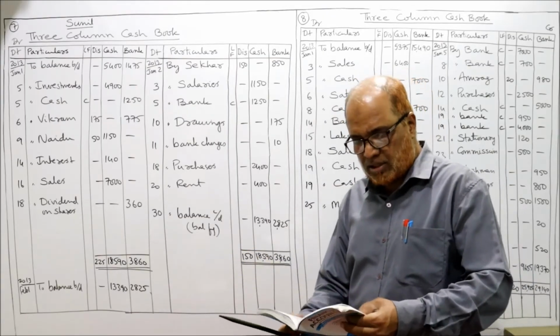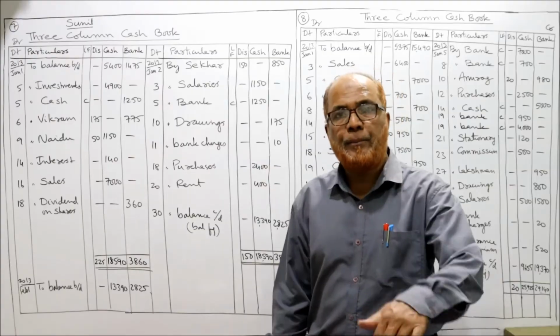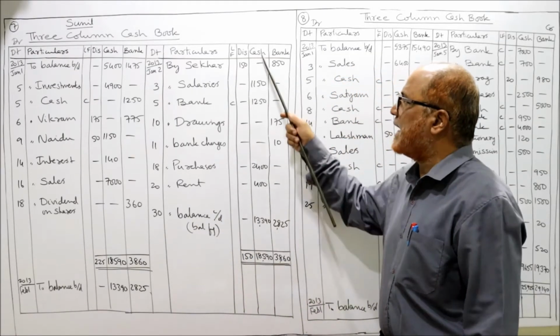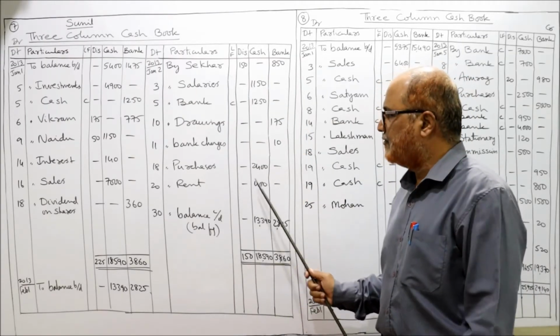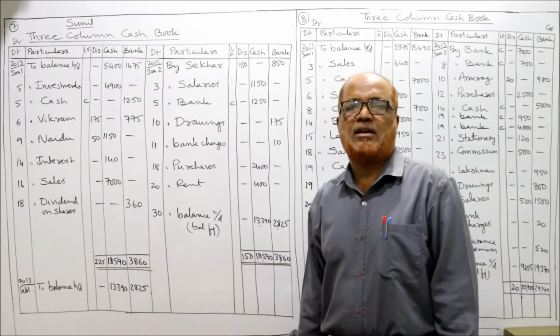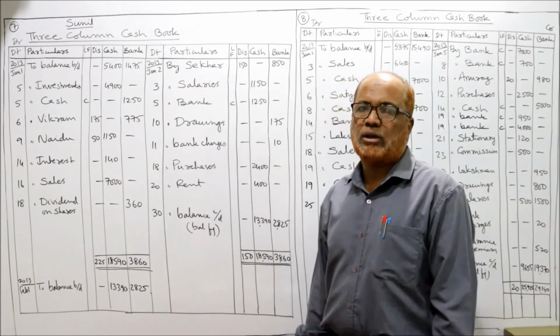Then last, 20th January, paid rent. So by rent. How much paid rent? 400 rupees cash column. If nothing is given, we assume cash is paid. 400 rupees. That's all. All the transactions for the month of January we have recorded in the cash book. Now we have to find out the balance.